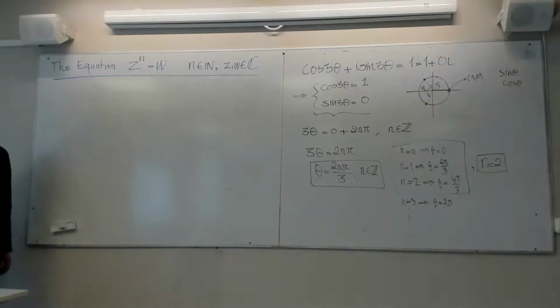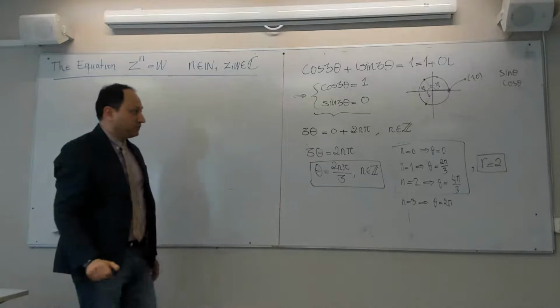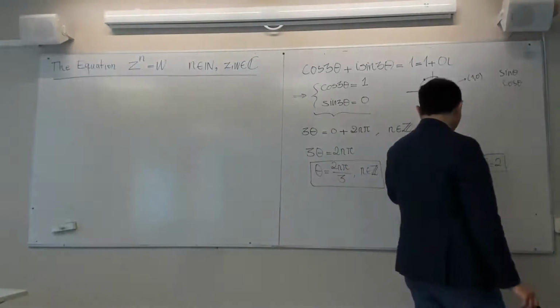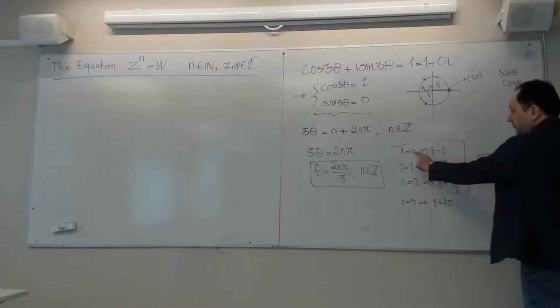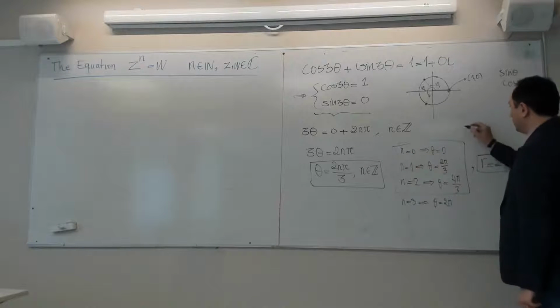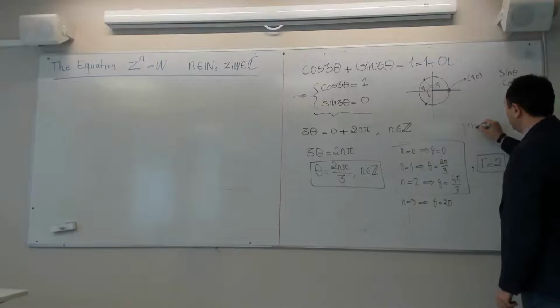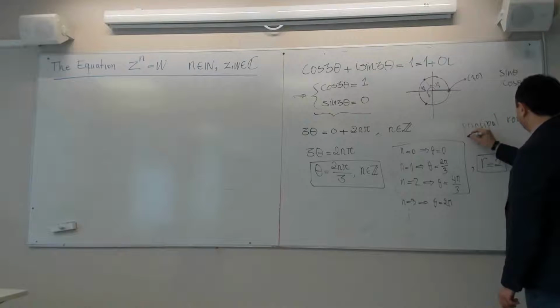So, by the way, I forgot to say something. It's not in the book probably, but the root that you get for n equal to 0 is called the principal root. Okay, I will explain it.